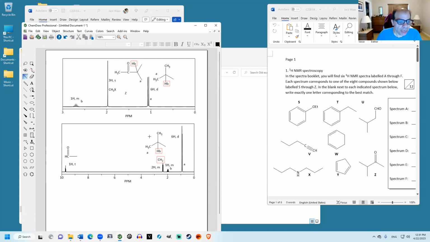So our pieces are isopropyl group, CH2, and aldehyde. And there's only one way to put all those together. The CH2 has to go in the middle. There's our isopropyl group. Here's our CH2. And finally, here's our aldehyde group.